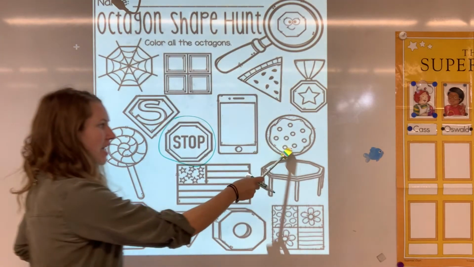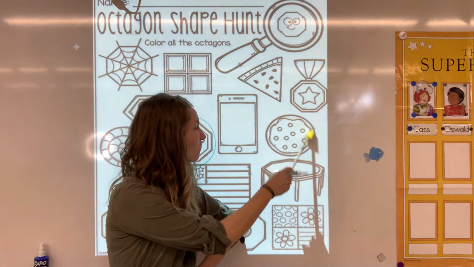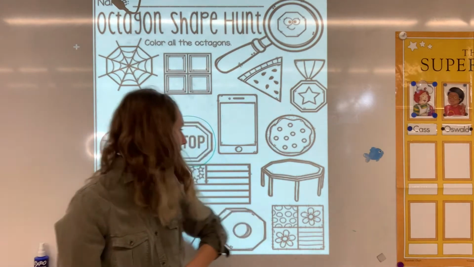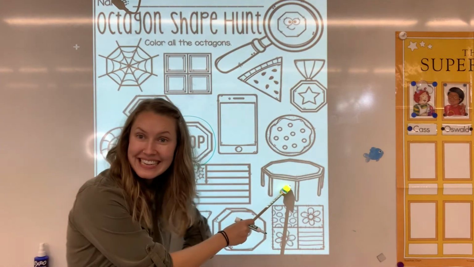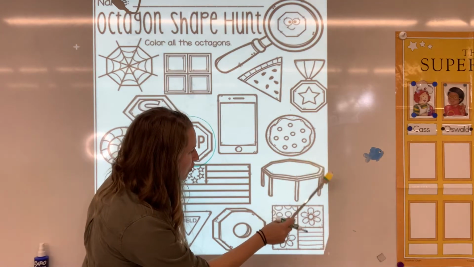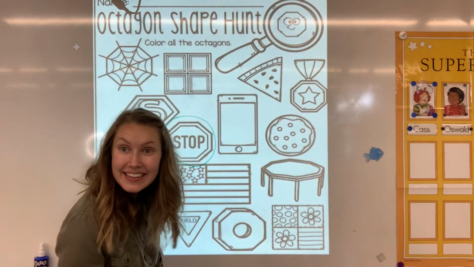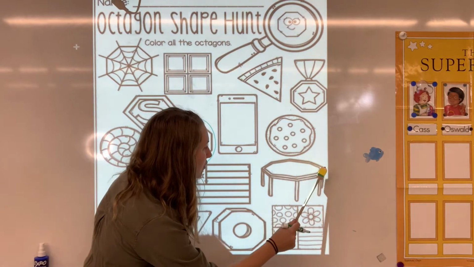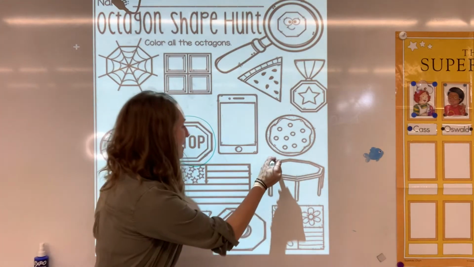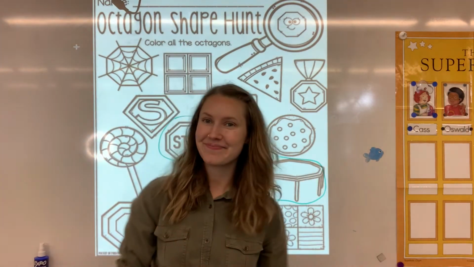Ooh, I see a pizza. Does a pizza have 8 sides? No. It's round. It doesn't have any sides. Ooh, I see a trampoline. I love jumping on trampolines. Let's count the sides here. 1, 2, 3, 4, 5, 6, 7, 8. And let's count the points. 1, 2, 3, 4, 5, 6, 7, 8. Oh, our trampoline has 8 sides. So it is an octagon.